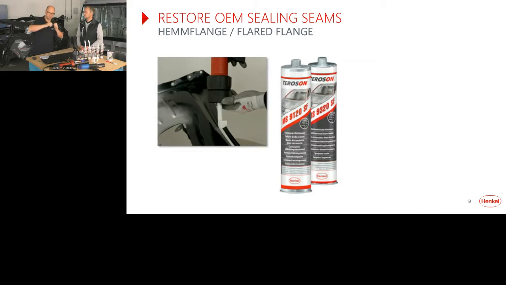So fill the gap first with the 9120 SF, which is a more stable, stiffer, higher viscous material, and then spray the next layer on top with the 9320 SF. Okay, and I think the 9120 is also good to brush. It is brushable. Yeah, this is quite often used with a brush.